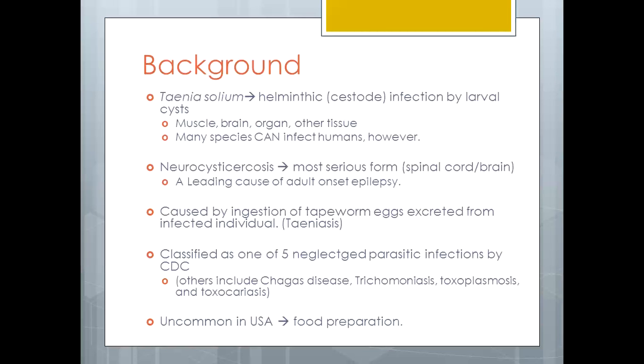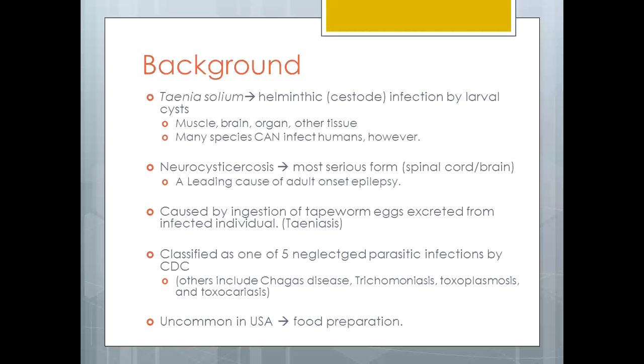Cysticercosis is an infection by larval cysts of the Taenia tapeworm. It infects muscles, brain, organs, and other tissue. Though many species can infect humans, Taenia uses humans as the definitive host, and so this is the tapeworm that is considered for cysticercosis. Neurocysticercosis is a more serious form of this disease, and it's actually a leading cause of adult onset epilepsy worldwide. This is where the cysts will infect the brain or spinal cord.